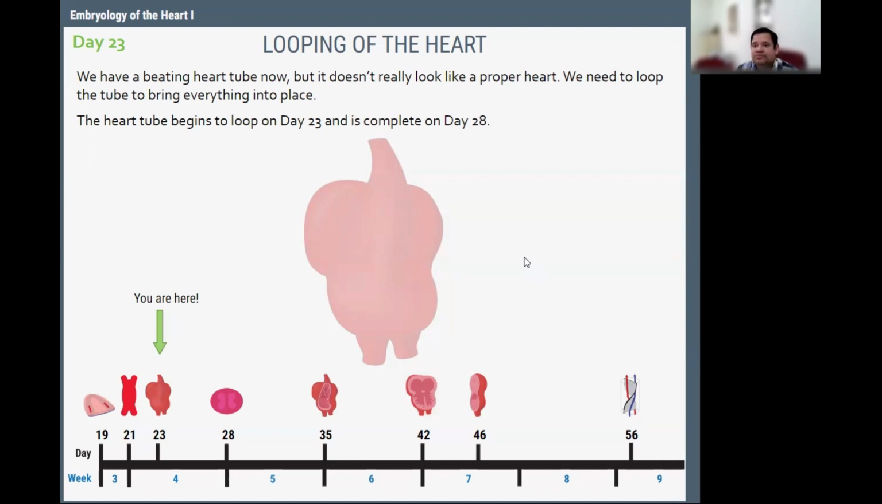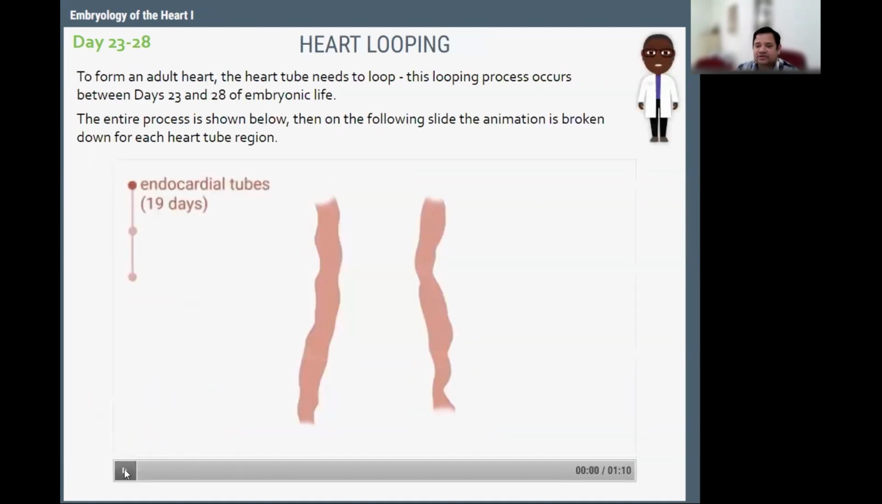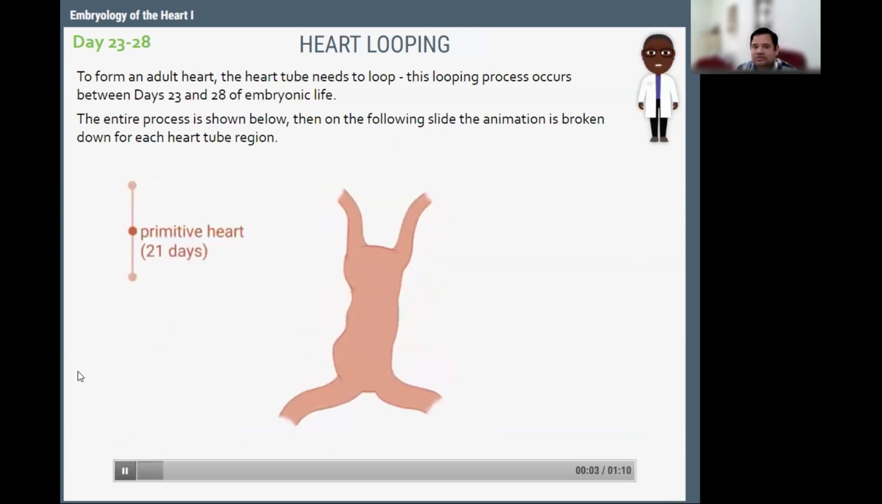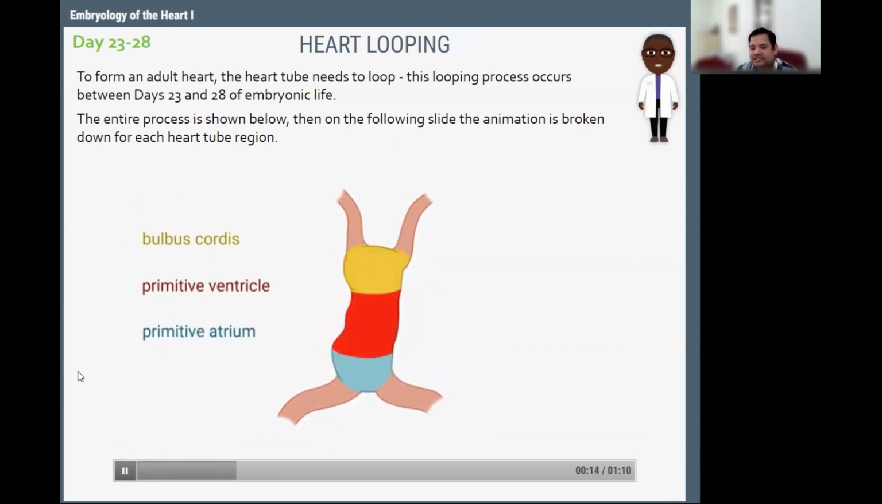So now the beating is going to start, but it doesn't look properly like the heart. So there is a little bit of differentiation. Let us see one small animation for this particular understanding. You can see here, to form an adult heart, the heart loop needs to be looped. This looping process occurs between the 23rd and 28th day of embryonic life, and this whole process is what we have seen in the tube format.